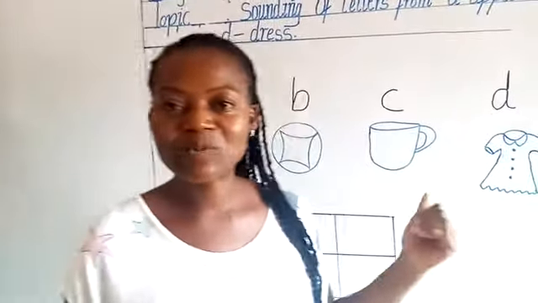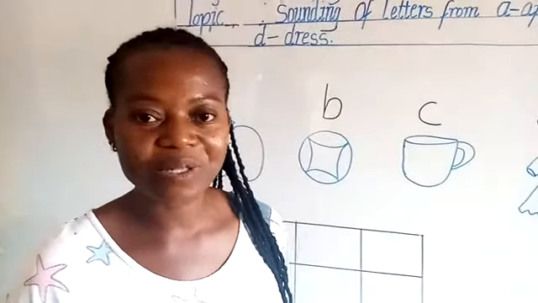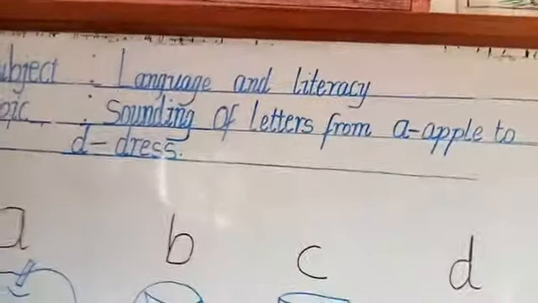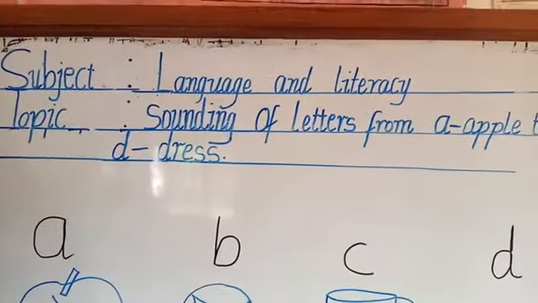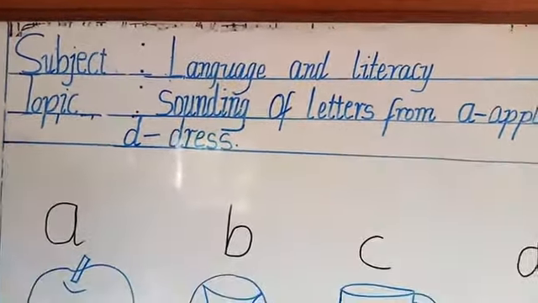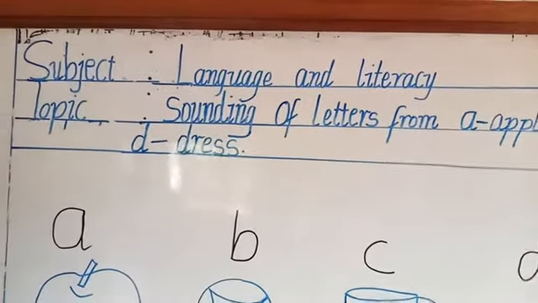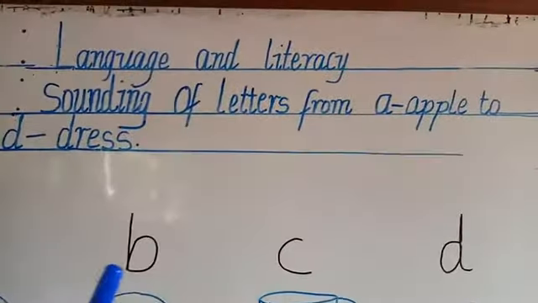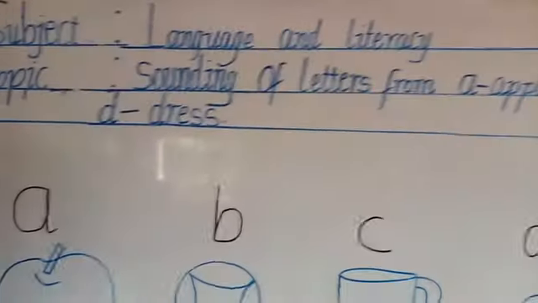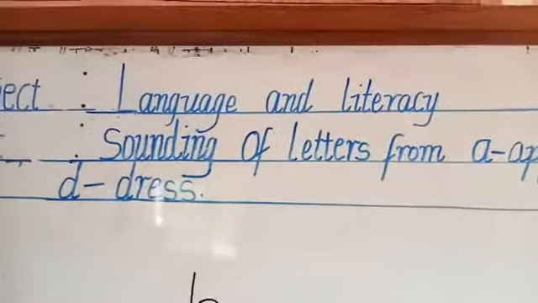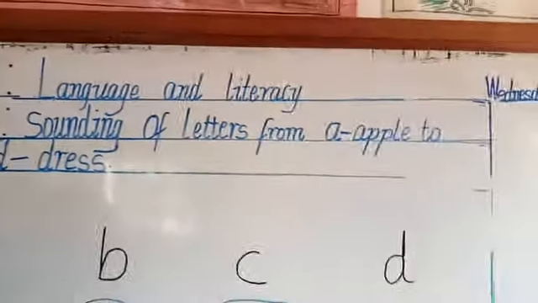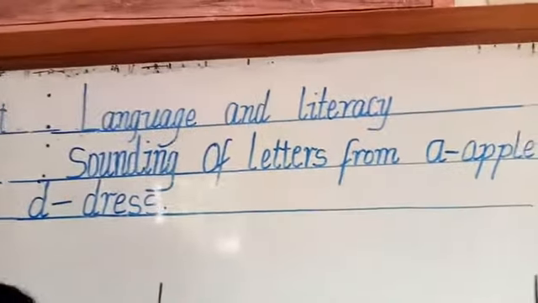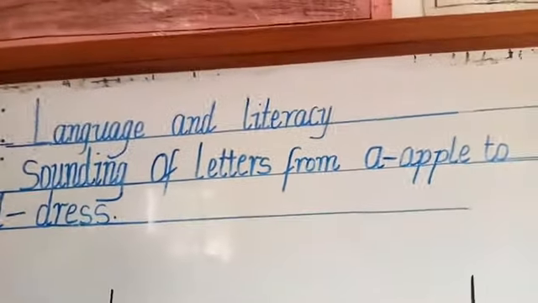For the day's lesson, we are coming to learn something new altogether. We are introducing language and literacy. Say that after me, language and literacy. Beautiful. And the topic we are coming to learn for the day is sounding of letters from A, apple, to D, dress. And before we start with our lesson, we are going to sing this song to energize ourselves and be prepared for the lesson.